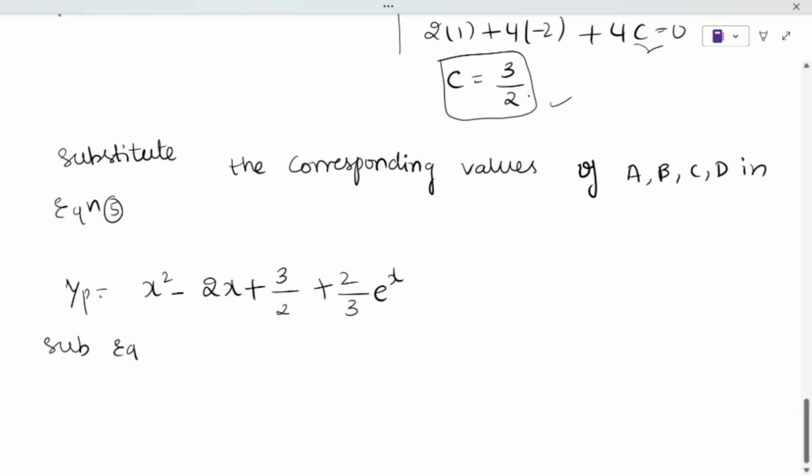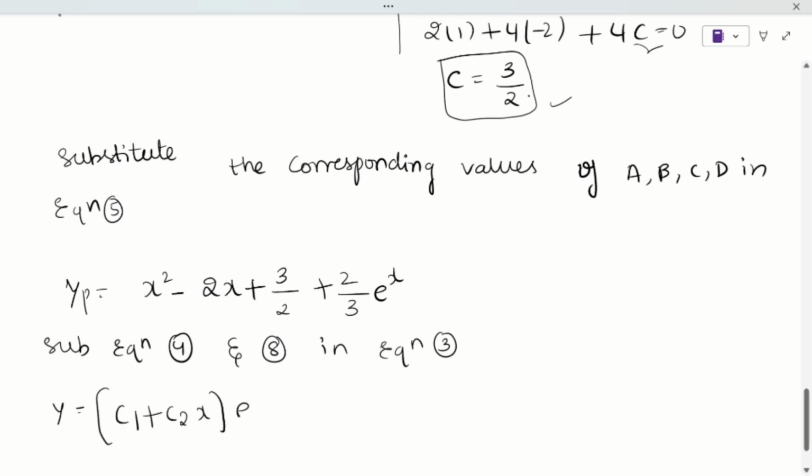Now substitute equations 4 and 8 in equation 3. y equal to (c1 plus c2x) whole e power minus 2x. This is the complementary function part. Plus I am writing yp. Now what I got is the value: x square minus 2x plus 2 by 3 e power x.